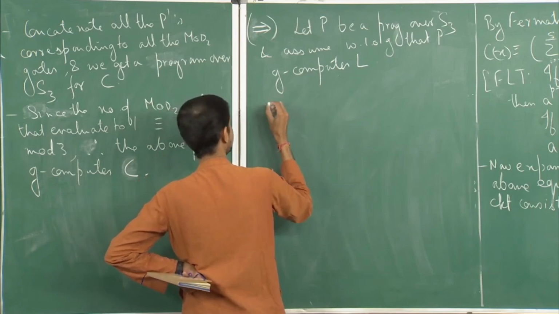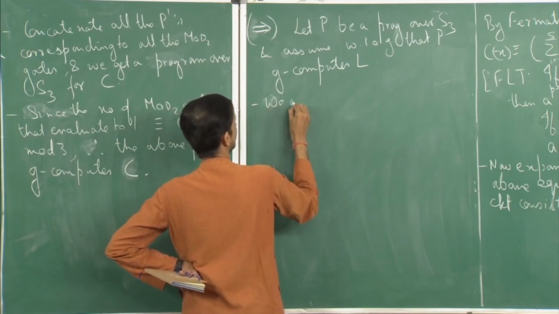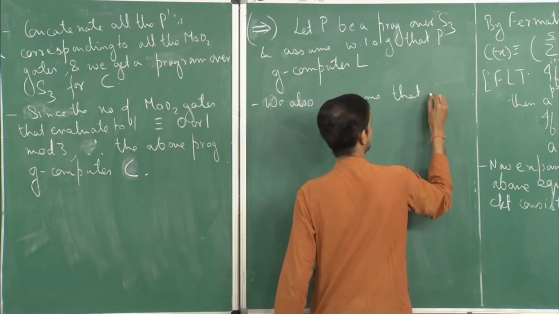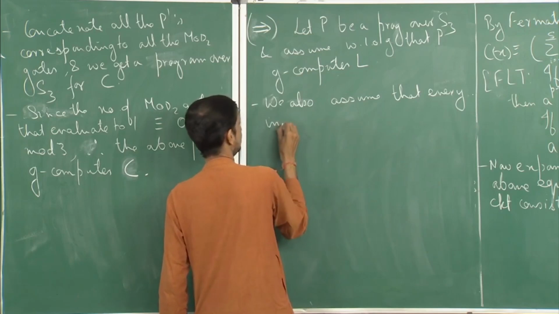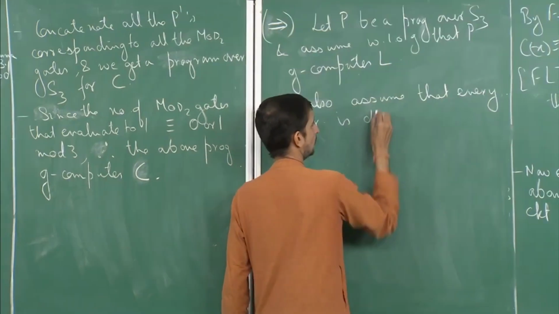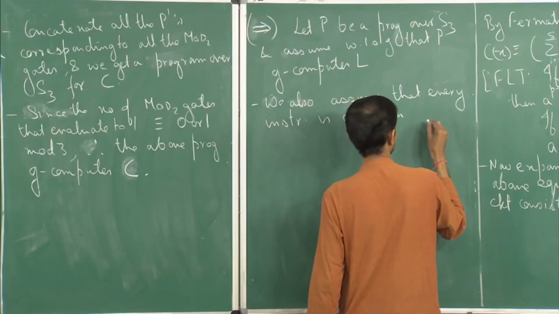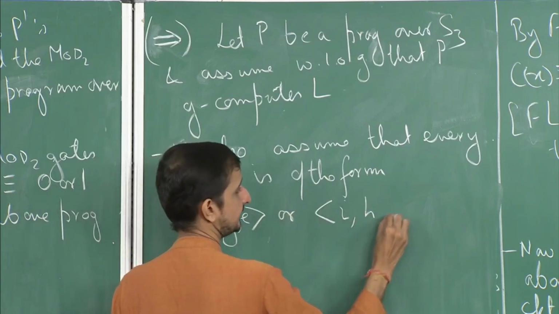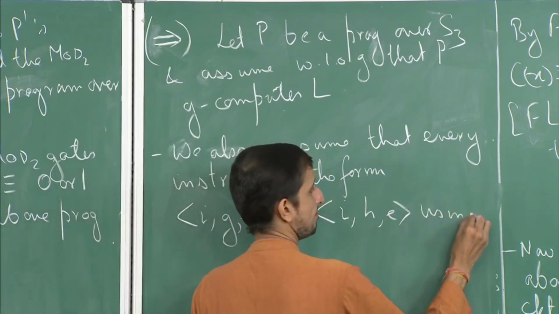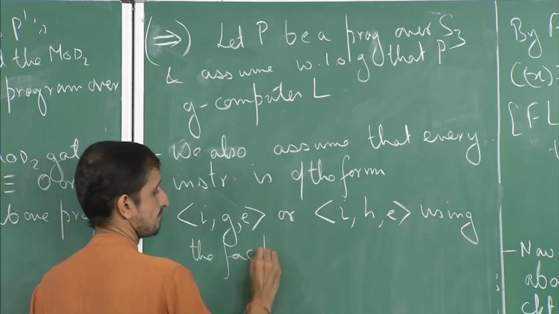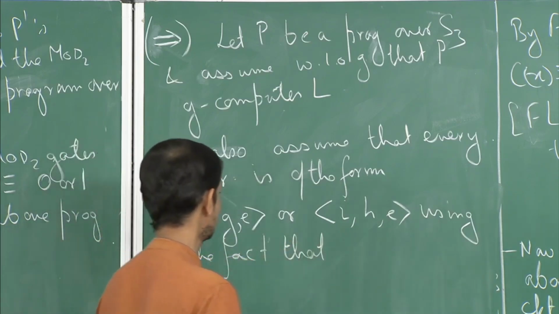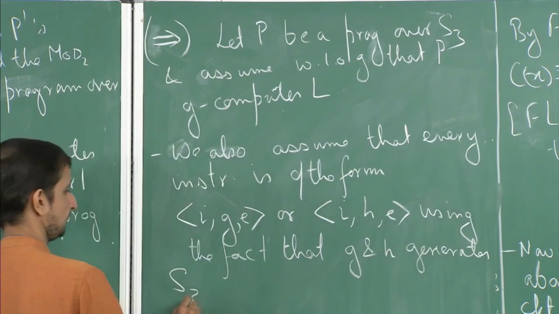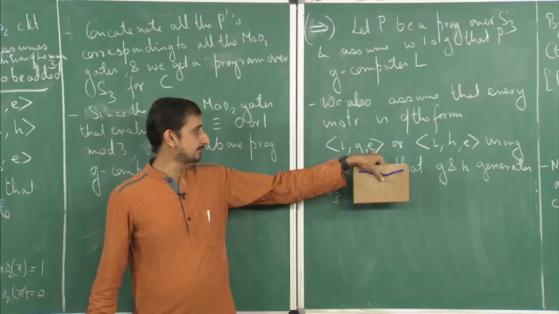So now, one more thing that we need to assume is that every instruction is of the form (i, G, E) or (i, H, E), using the fact that G and H generate S3. Okay.